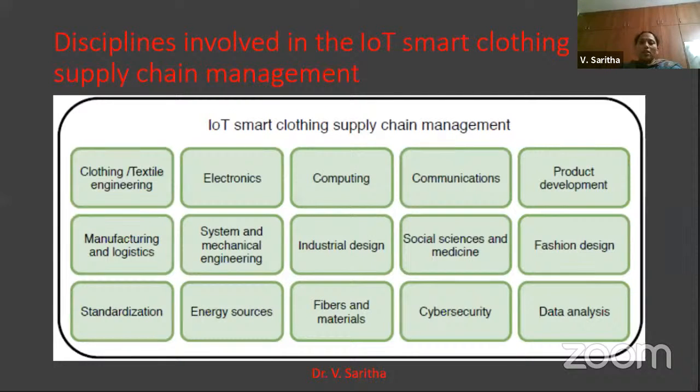So these many specialized people are required to bring the product completely and successfully as a smart fiber or smart textile actually. Okay.